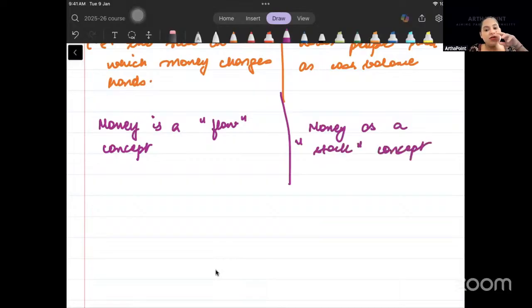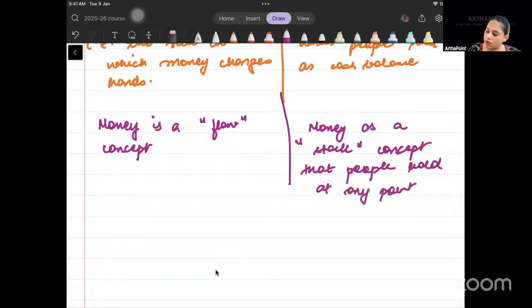What was stock, beta? So accumulation of flow is stock, right? So here money is a stock concept because it is thought that it is an inventory of wealth. It is at any point of time, right? So that people hold at any point of time. So our money is a stock concept in one place and a flow concept in another. That is the difference, right? Okay.